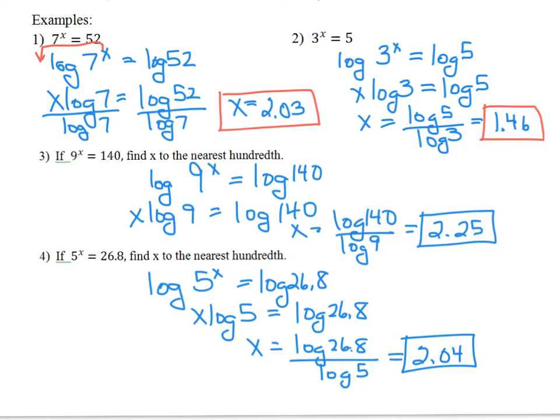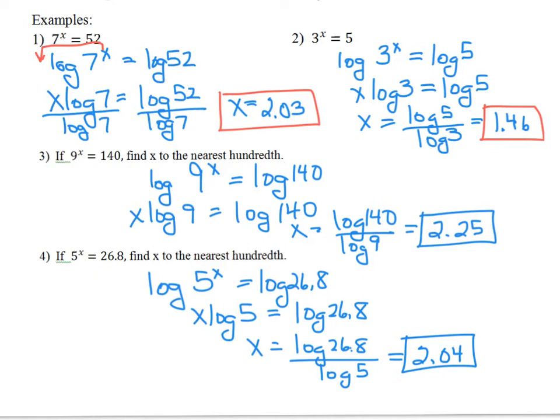And again, go back and check it. That answer definitely makes sense because we know that 5 to the second power is equal to 25. So therefore, we've got to be just a little bit bigger than 2 for my exponent to get an answer of 26.8.